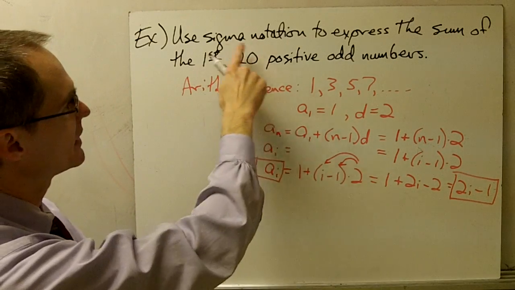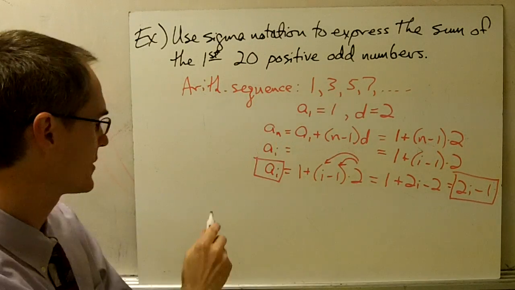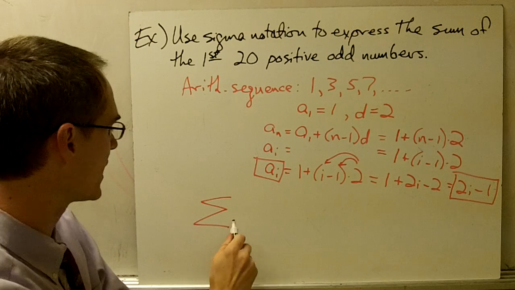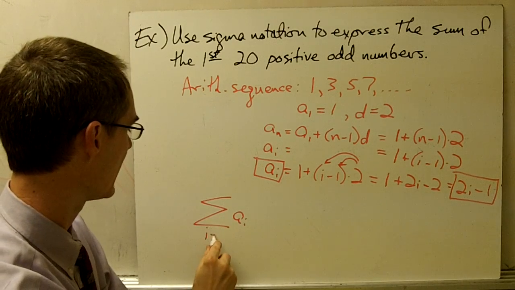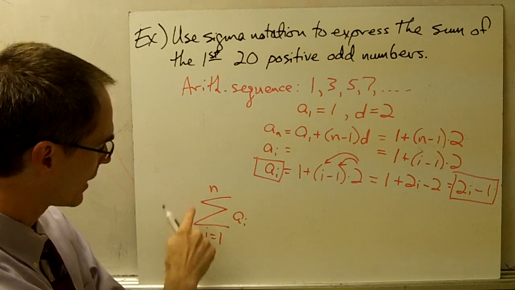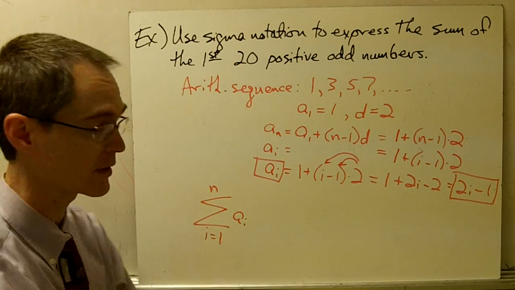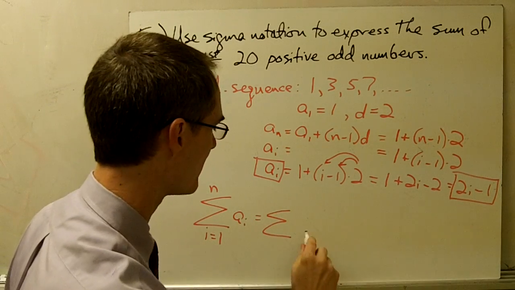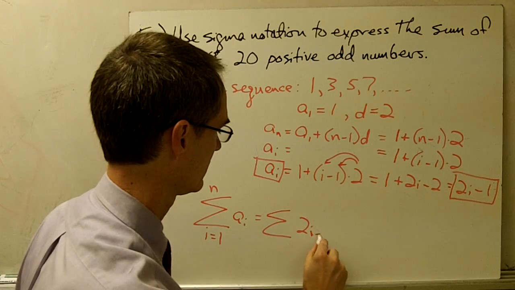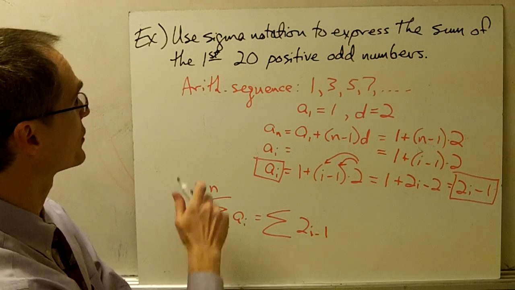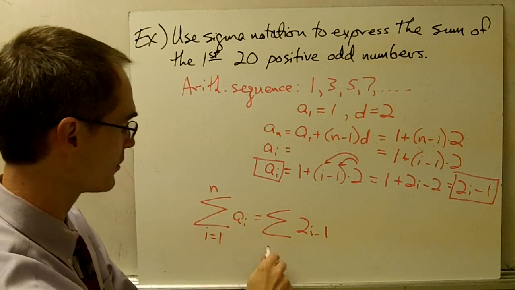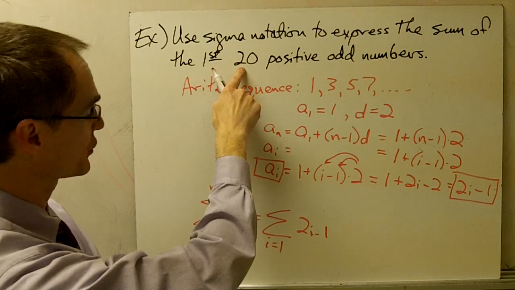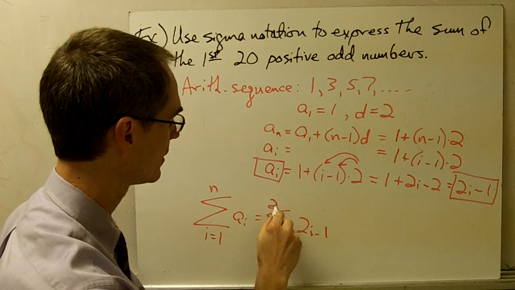Now I can write, using sigma notation, the sum of the first 20 positive odd numbers. So my sigma notation, remember, looks like this: a sub I, I equals 1 to n. Well, I just need to figure out what values are going to go in these three different places. A sub I, I just figured out, is 2I minus 1. I'm going to start with my first term, so I'm starting with I equals 1. And I'm going to go up to the 20th term. I want the first 20 terms, so n is going to be 20.